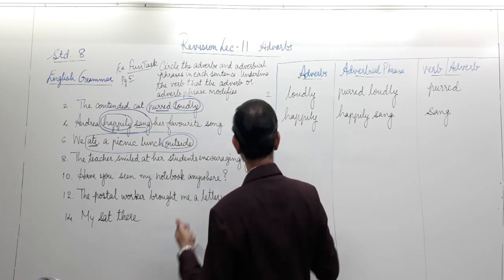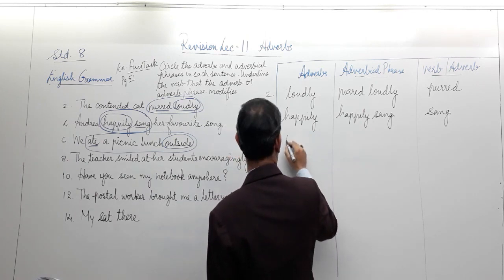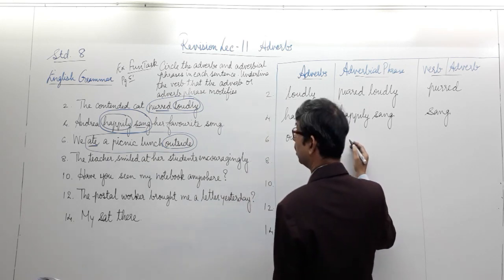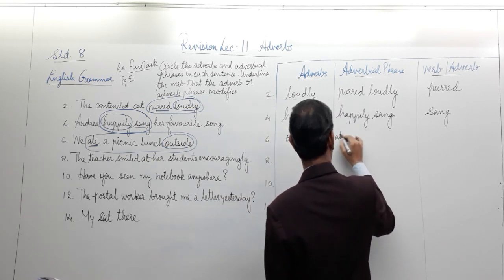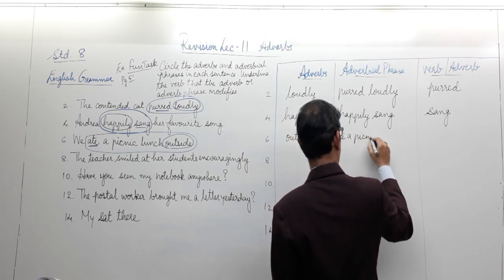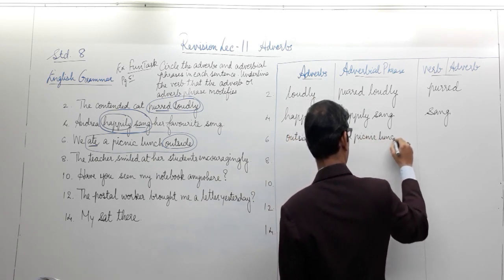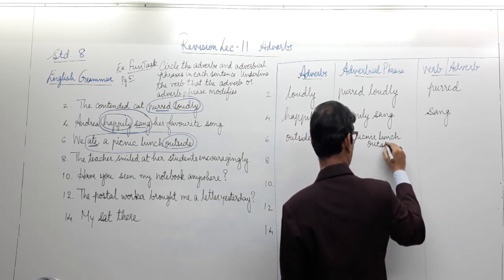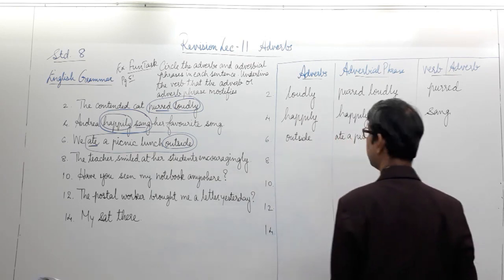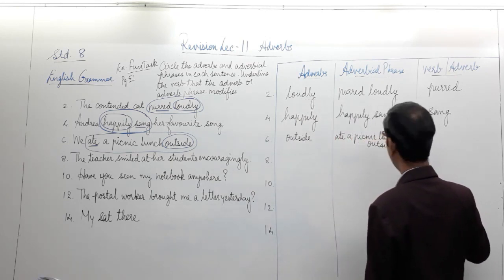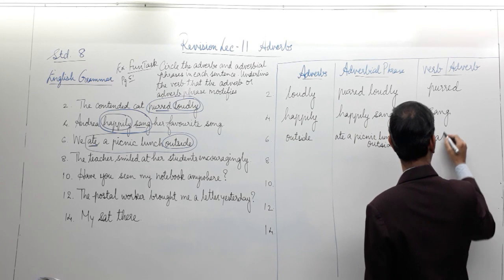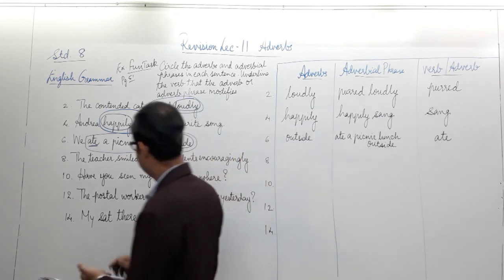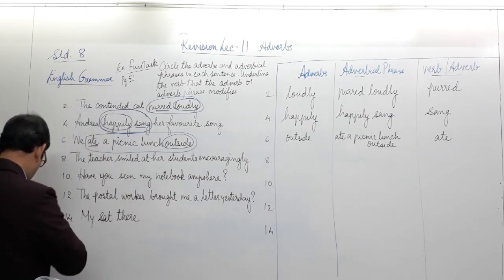Let's write the information. Outside as the word adverb, the words ate a picnic lunch outside as the adverbial phrase, and we have the word ate as the verb which it is modifying. Number 8.